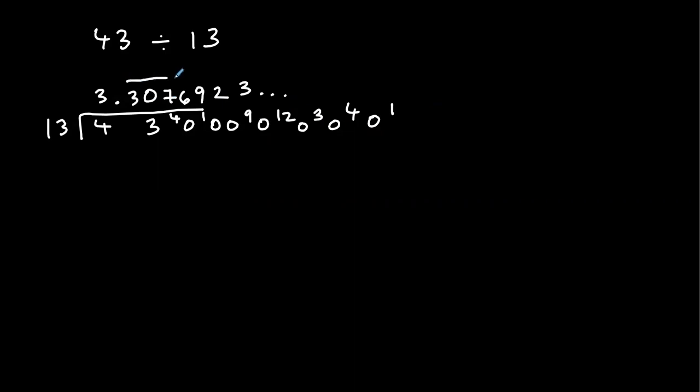And this is going to be the recurring part of the decimal. So it's just going to be 3.307692 recurring.